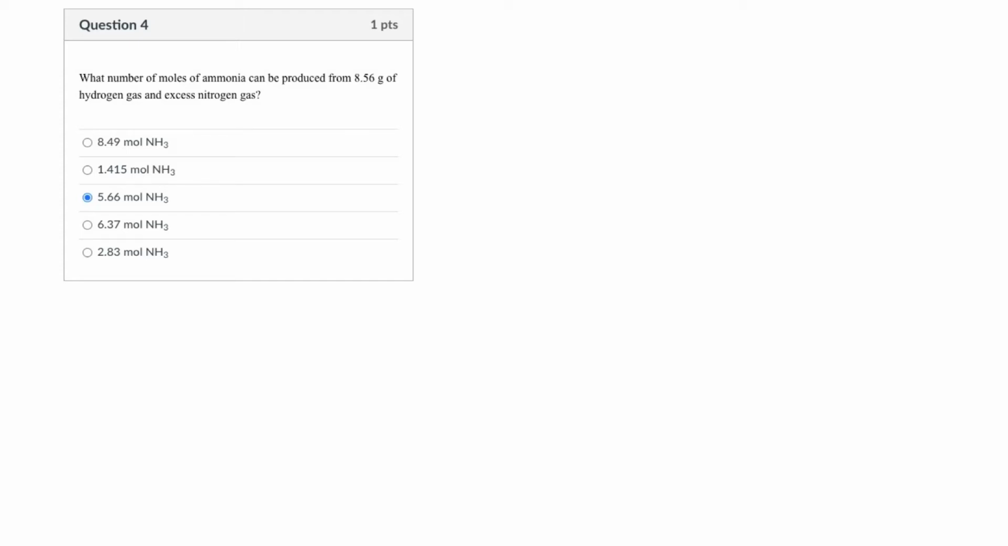Okay, here's a nice stoichiometry question. I thought it was a three-stepper, but it's a two-stepper. Let's take a look at it. What number of moles of ammonia can be produced? So we're producing ammonia, NH3, and it's a gas, from 8.56 grams of hydrogen gas.